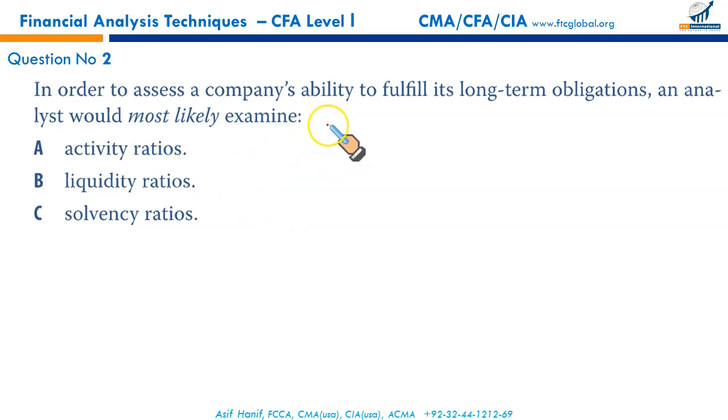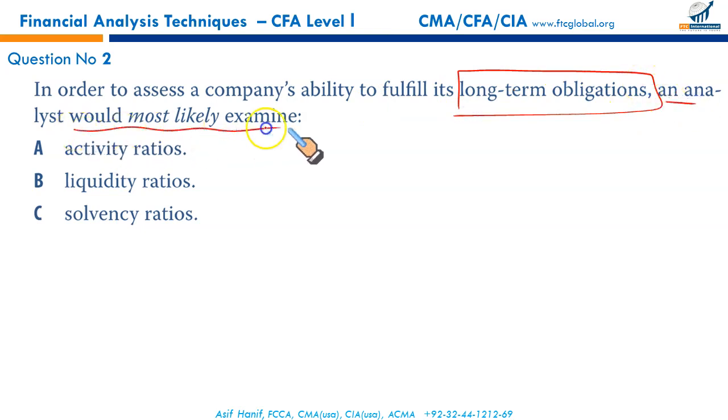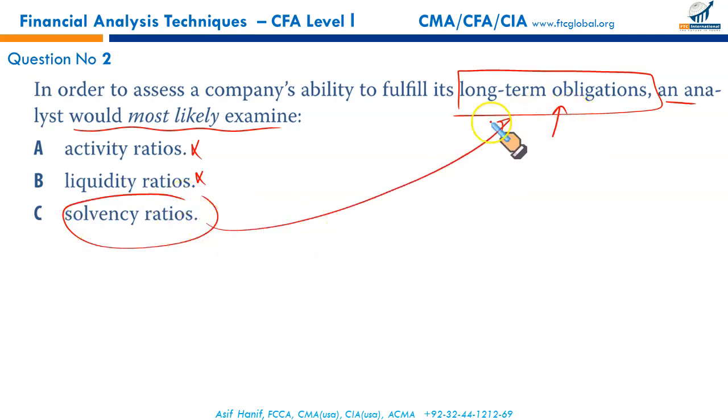In order to assess a company's ability to fulfill its long-term, mind the word, long-term obligations, an analyst would most likely examine what? Activity ratios just calculate the usage of assets. We want to see our ability to pay long-term obligations when they fall due. Liquidity ratios measure the ability of a business to pay short-term obligations when they become due. We measure solvency or long-term obligation through solvency ratios. That's why C is the right answer.